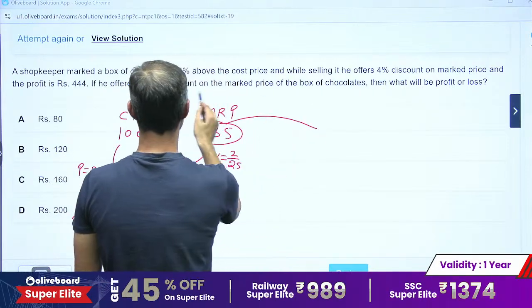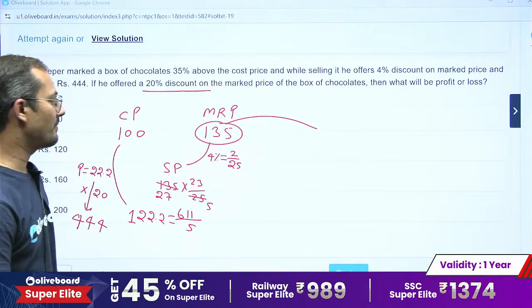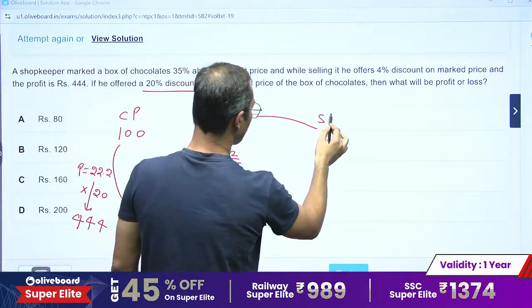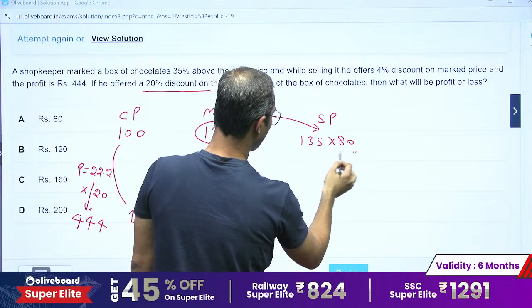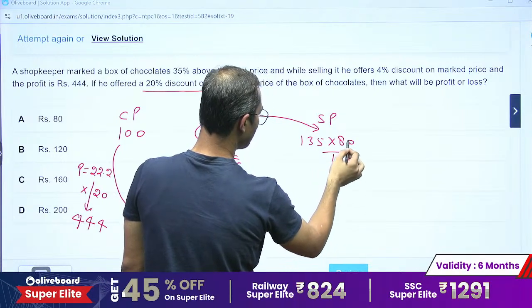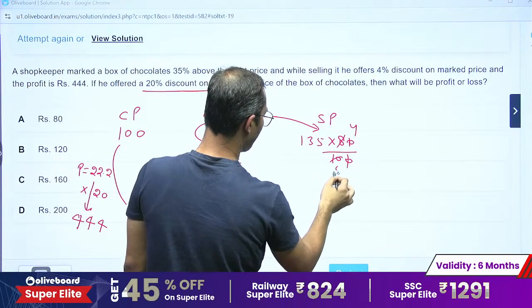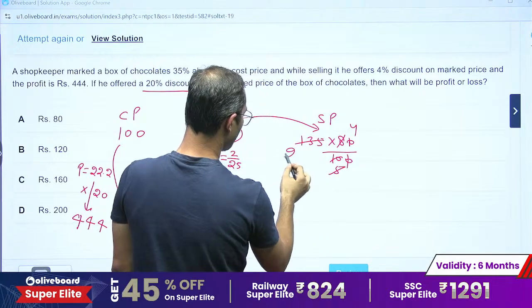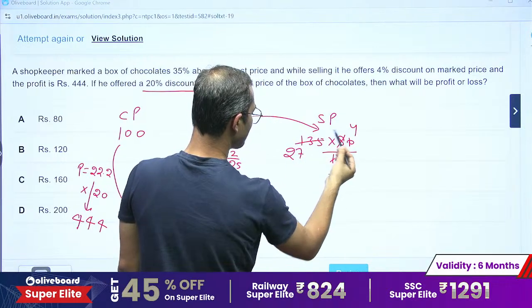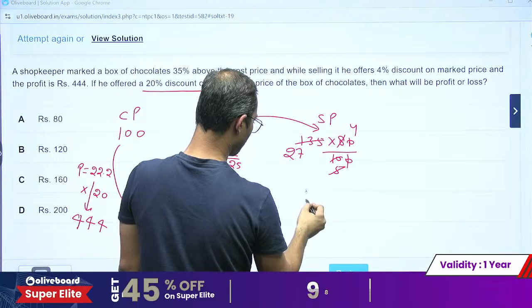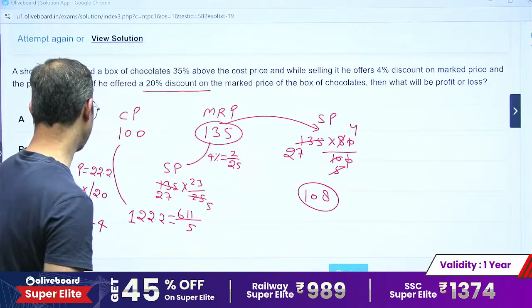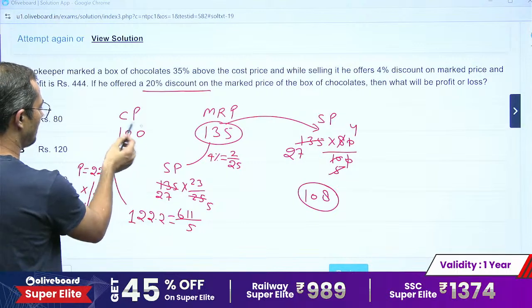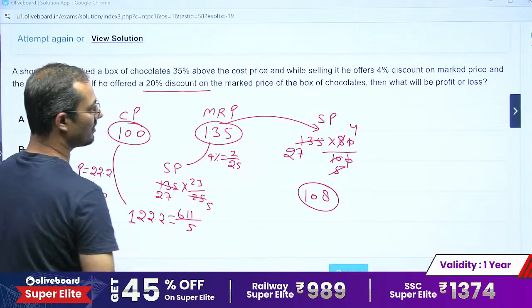So if the shopkeeper provides 20% discount, it means selling price is what? 80%, right? So 135 into 80%, right? So 27 into 4, so we will get 108, right? 108. So now the profit is how much? 8 units, right?